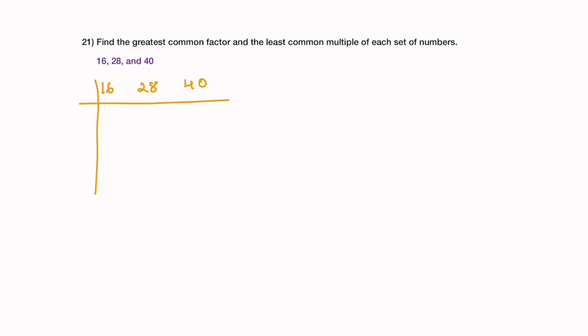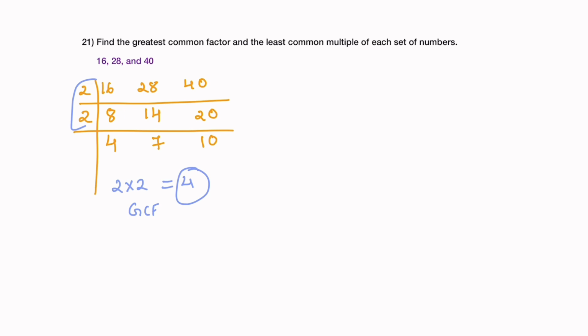All are even numbers. Let me start with 2. So that's 8, and that's 14, and that's 20. Again, all are even numbers. So let's go for 2. That's 4, that's 7, and that's 10. No more common factors. So we stop here. So what do we have? 2 times 2, which is 4. So the greatest common factor is 4.